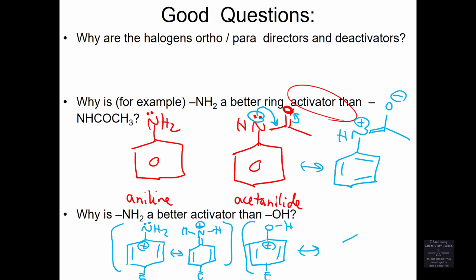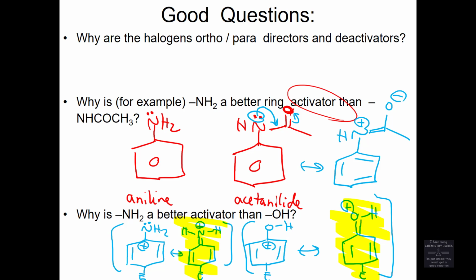And I get this. Again, there are more resonances, but I'm stopping there, because that's enough to answer my question. Why is NH2 a better activator than OH? It has to do with these two resonance structures. If you compare those two, which one is better? Both of them have everybody with an octet, but nitrogen is less electronegative than oxygen. So nitrogen can handle the positive better than oxygen can.